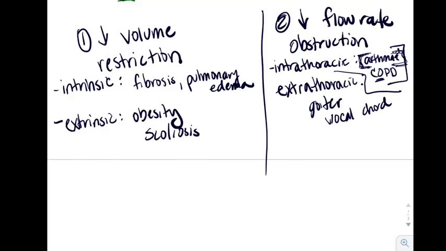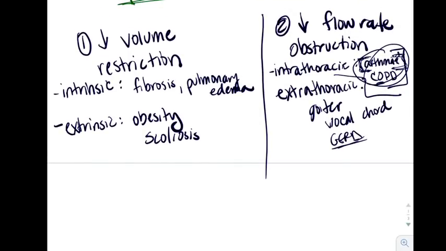Even GERD can cause some inflammation around the windpipes. So occasionally patients with GERD will have decreased flow rate, but it's not one of the main ones you hear of. Again, asthma and COPD will be the ones that we focus on here.